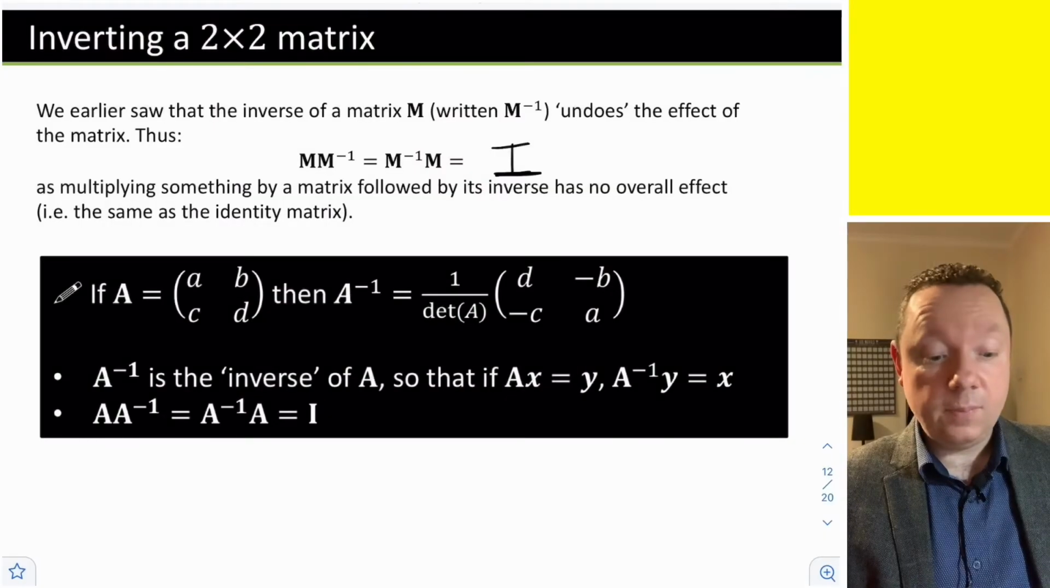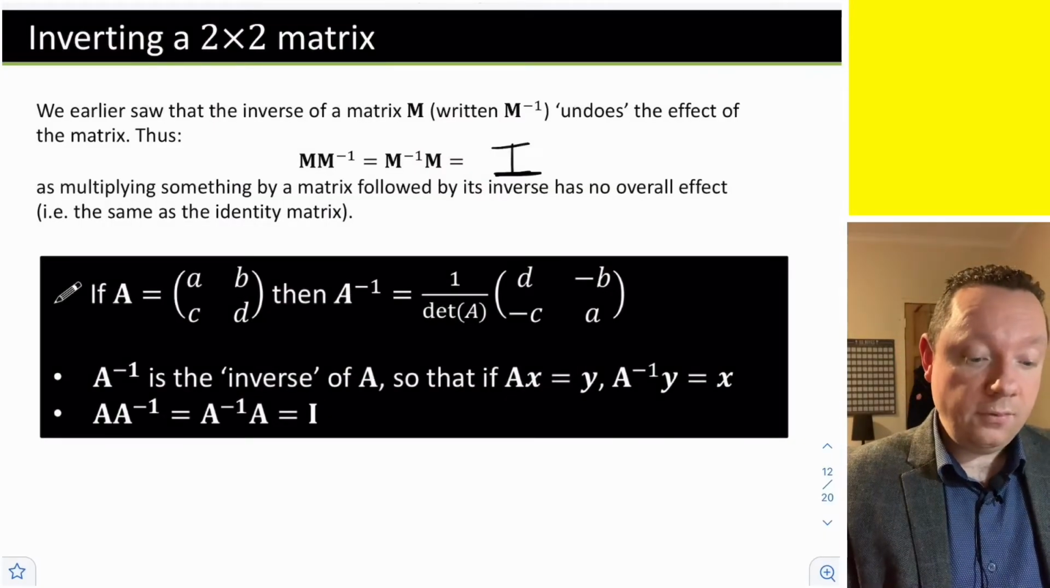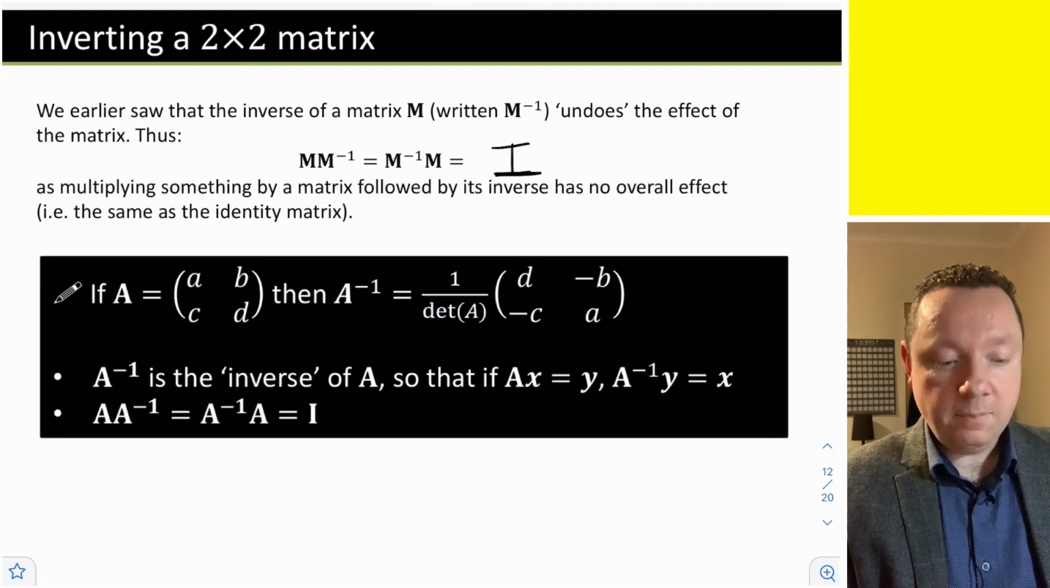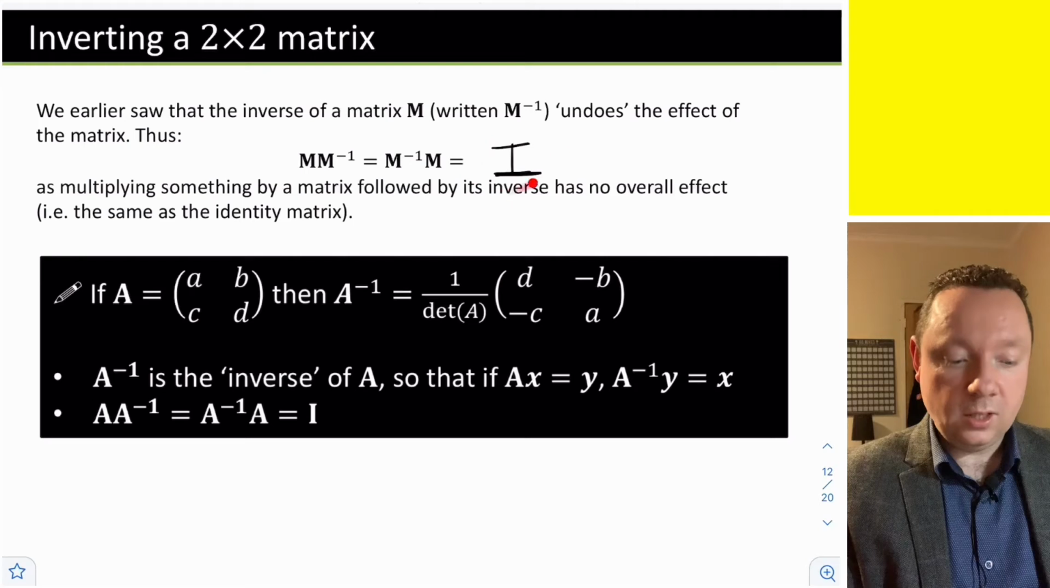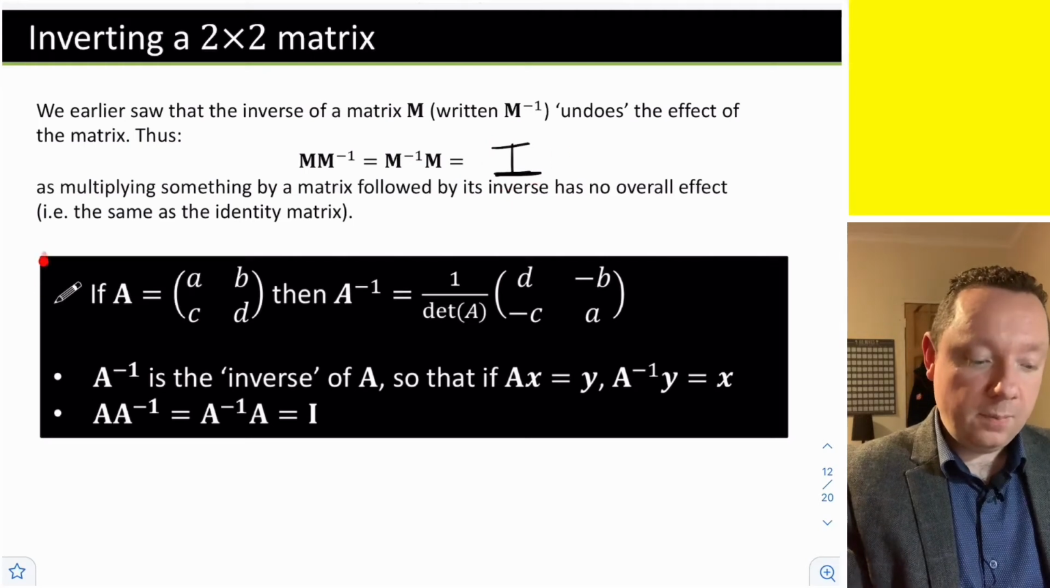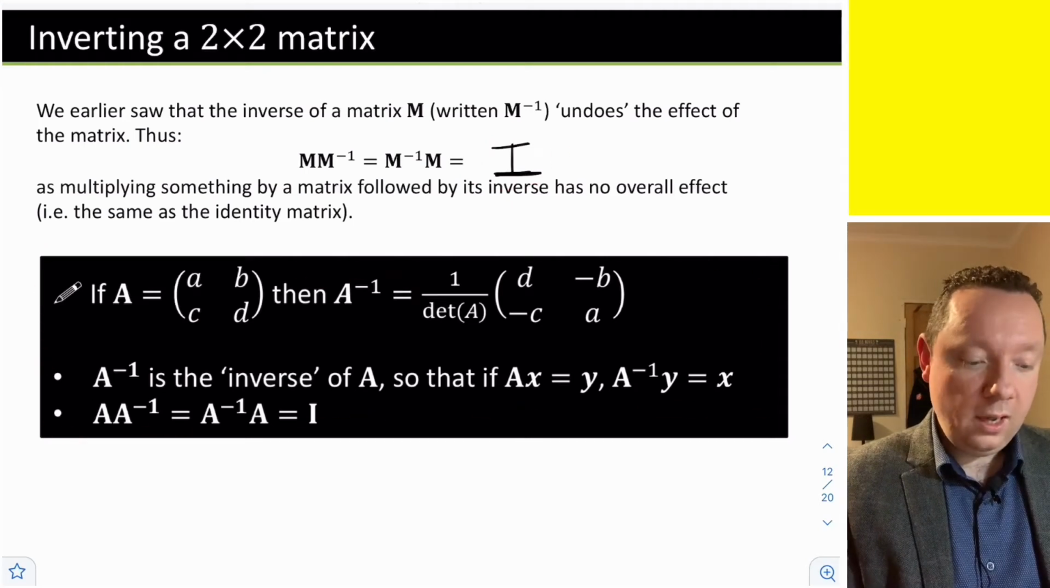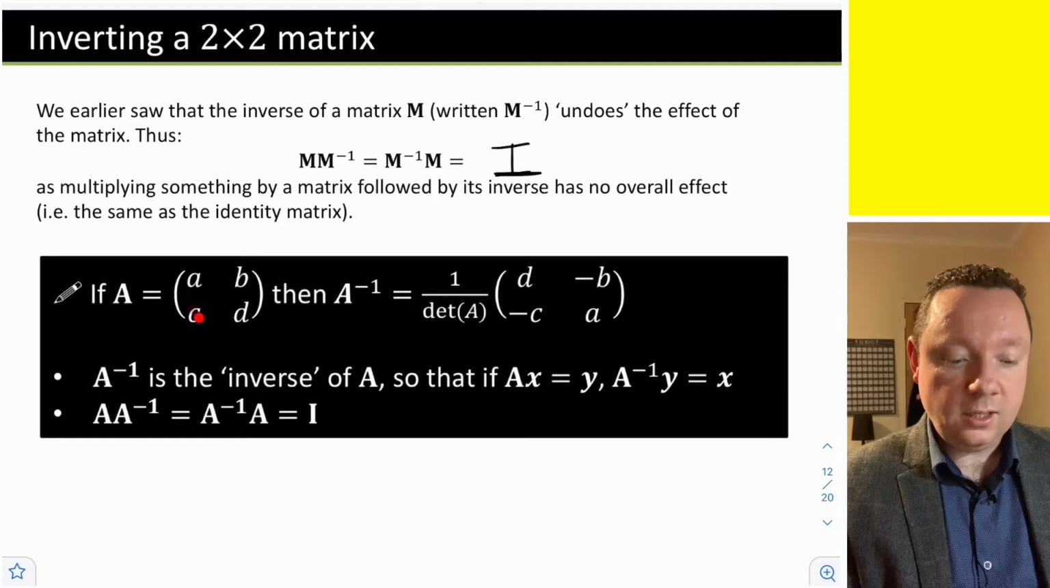So here is the big idea. If you've got a matrix, let's call it M, M times M inverse would equal the inverse of M times M, which equals I. And in the big black box is everything we need to know. If A is this matrix, the inverse of A is 1 over the determinant times [d, minus b; minus c, a].